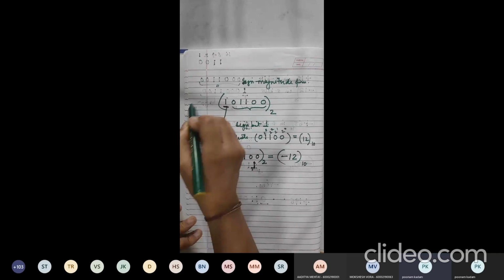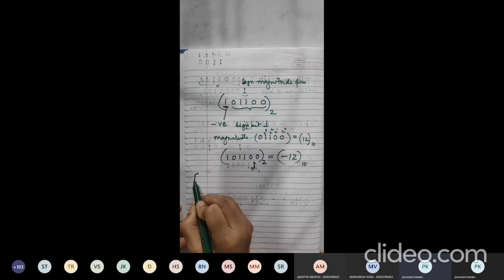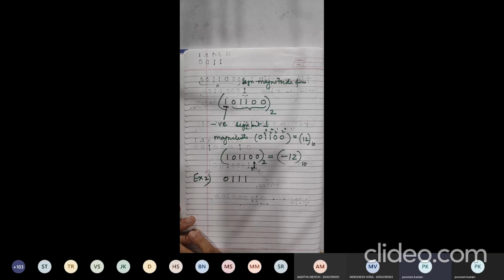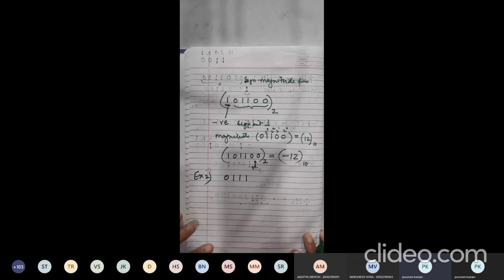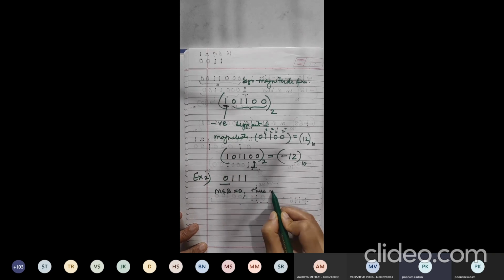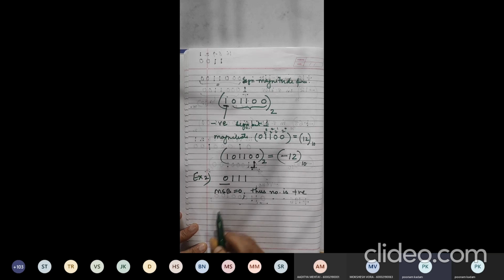Yes, ma'am. Let us take one more example. Example 2. Let's say the binary number given is 0111, and it is said that it is in sign magnitude form. So how will you find out which decimal number it is representing? You have to check the MSB bit first. Here MSB is equal to 0, which means the number is positive. This is representing a positive number because it starts with a 0 bit.